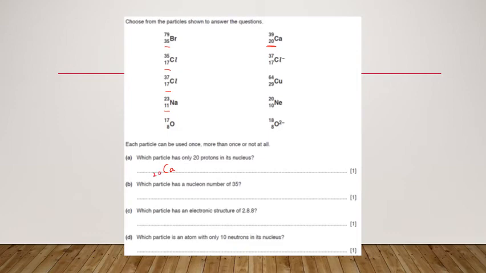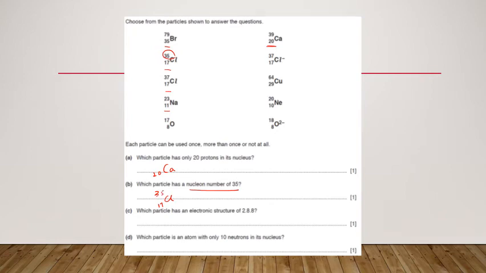Which particle has a nucleon number of 35? Nucleon number means the sum of protons and neutrons. So I need to see where 35 is written. Yes, here it is, 35. Few students get confused between nucleons and neutrons, so you need to think carefully. Nucleons means whatever is inside the nucleus.